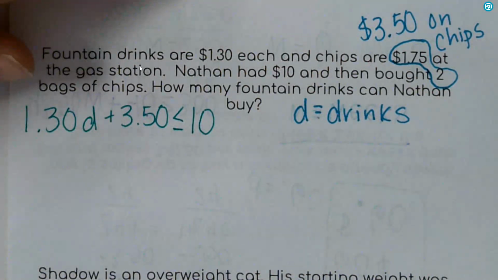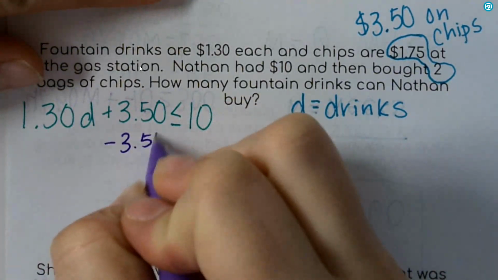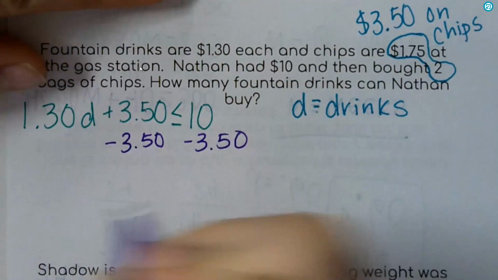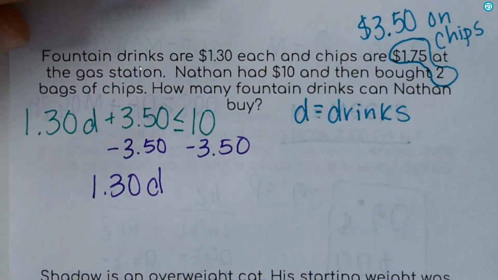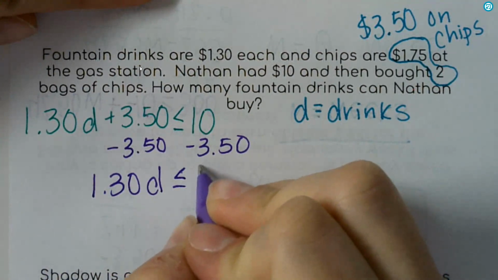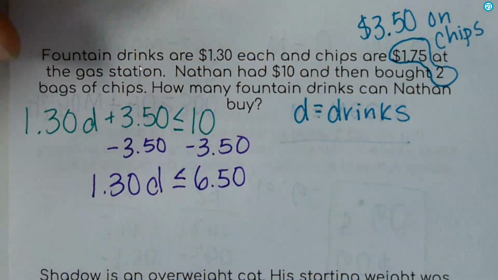Okay, let's solve this puppy. Minus 3.50, minus 3.50. 1.30 times the number of drinks I can buy has to be less than or equal to that $6.50 I have remaining.